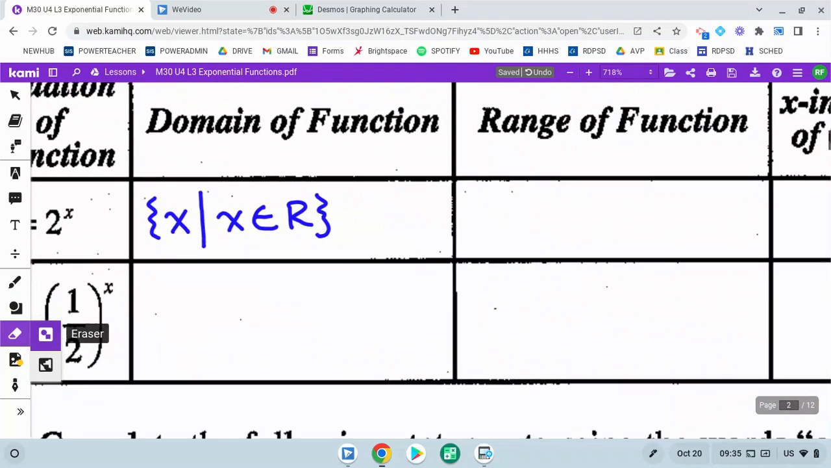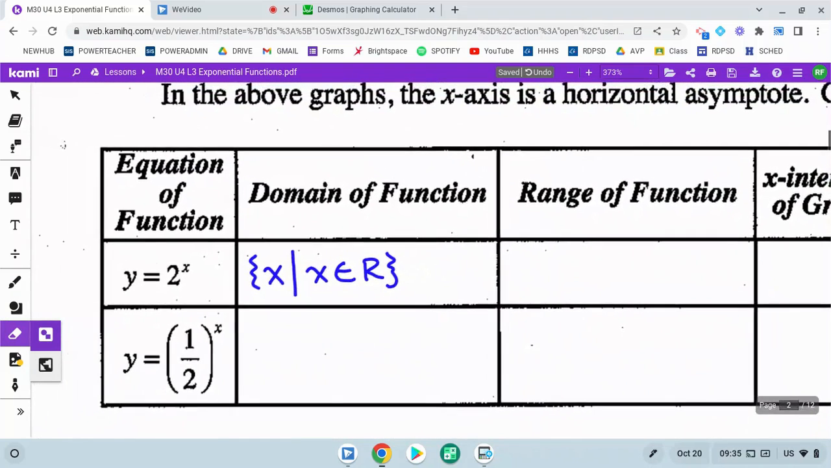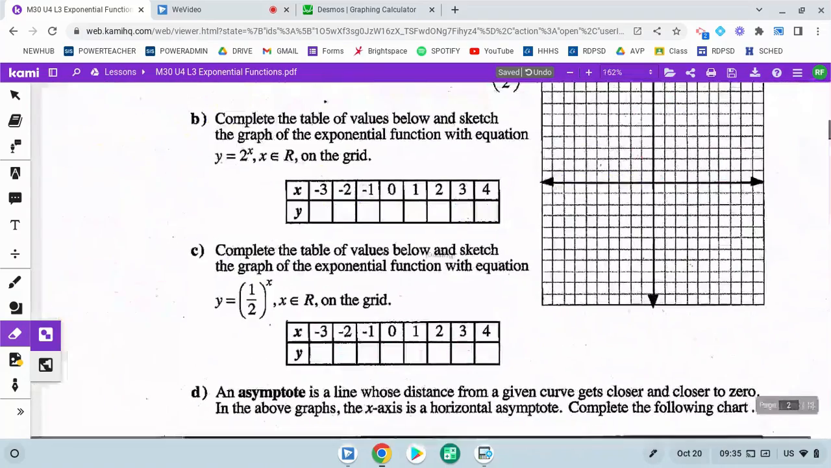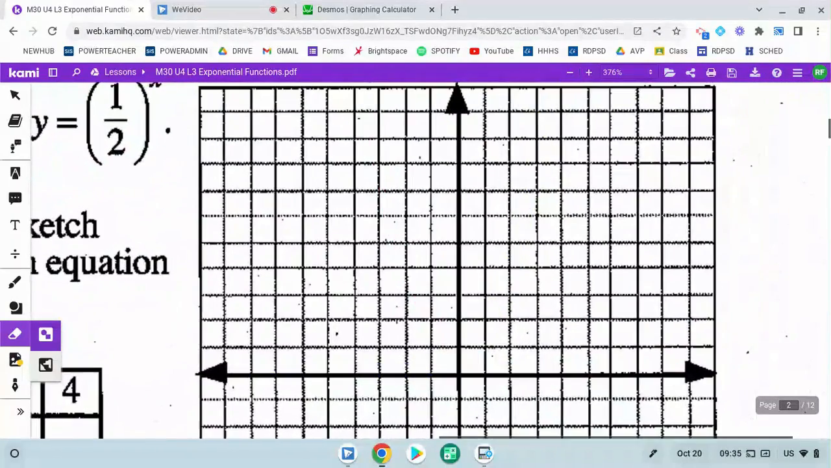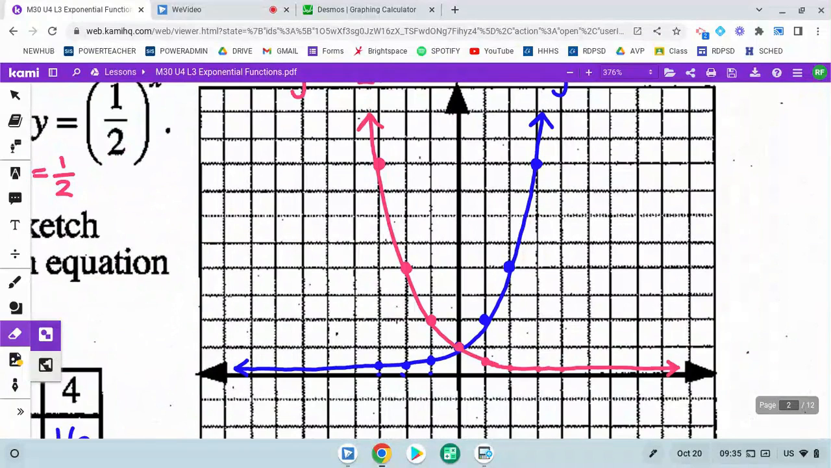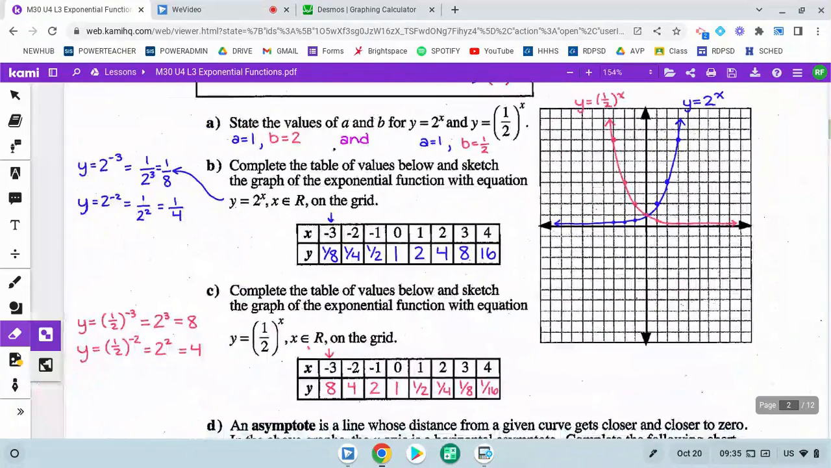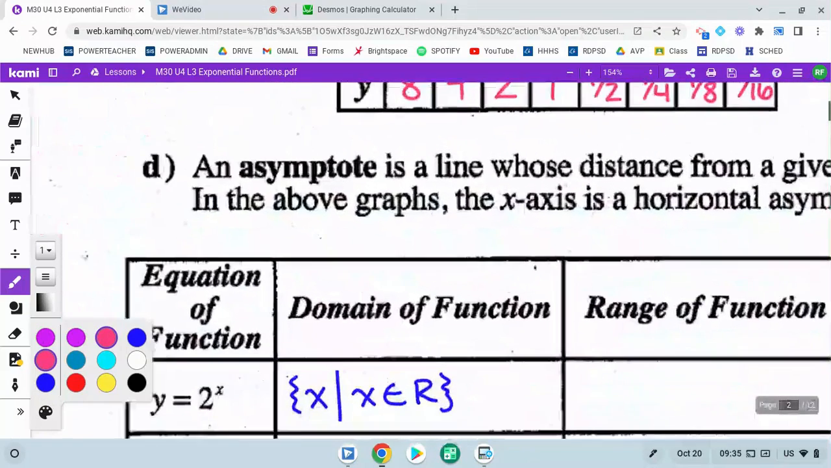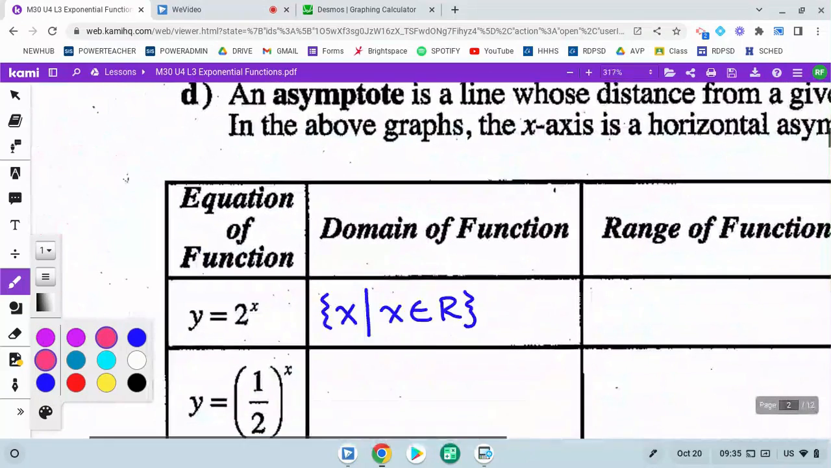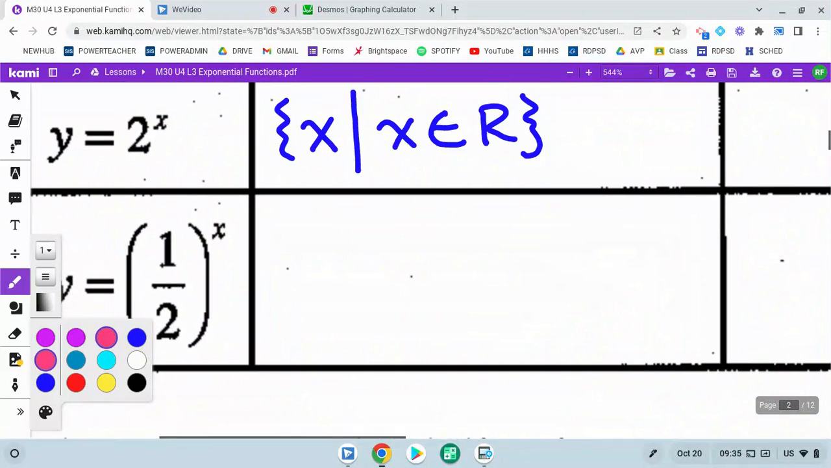Okay, good. Now, I'll just do each column at a time. So if I look at the domain for the other one, it's the same, right? I can move to the left as far as I want. It's going to go up a little bit faster, so it won't move to the left quite as substantially, but it'll still go on forever. And then to the right, it's sailing on really fast to the right. So we get those values going forever, which means that my domain for the exponential decay function is the exact same.